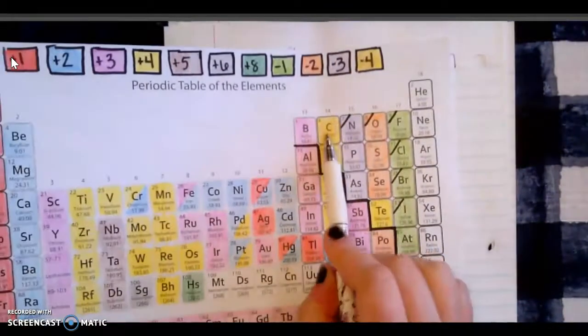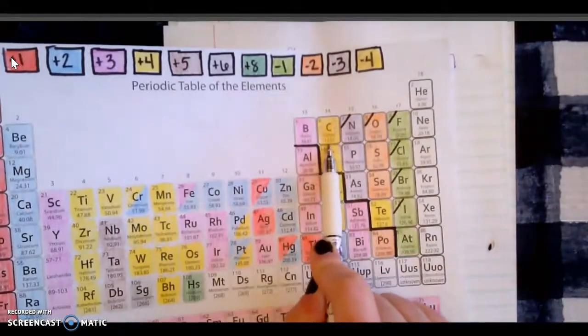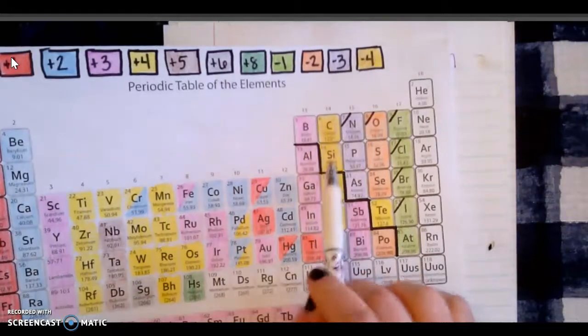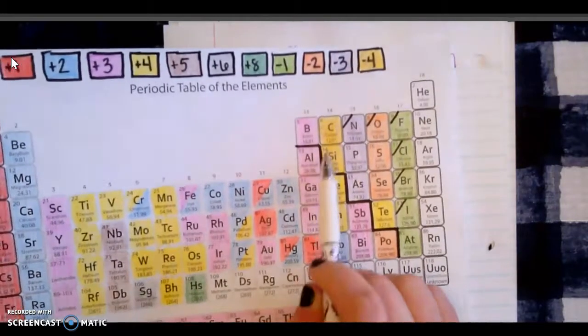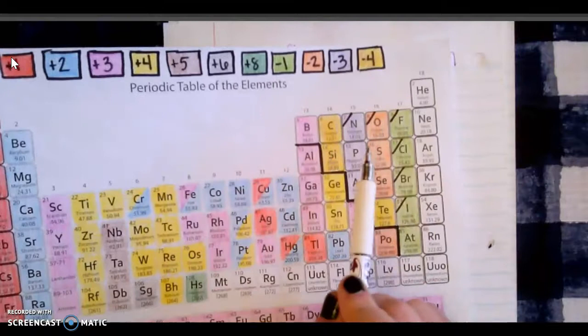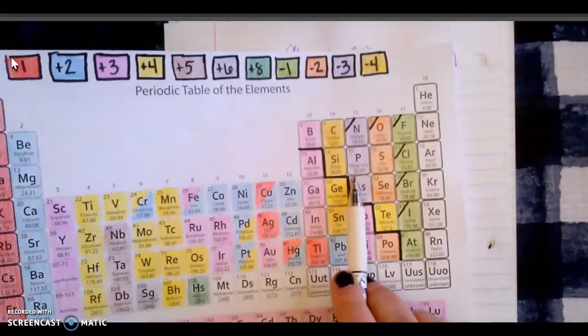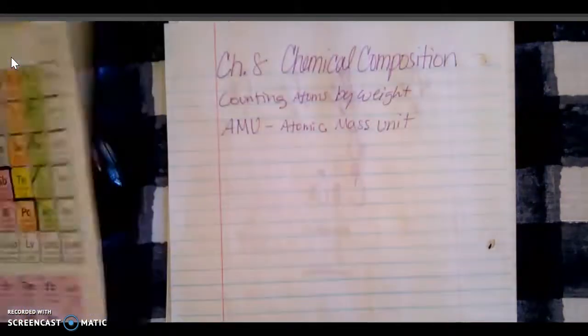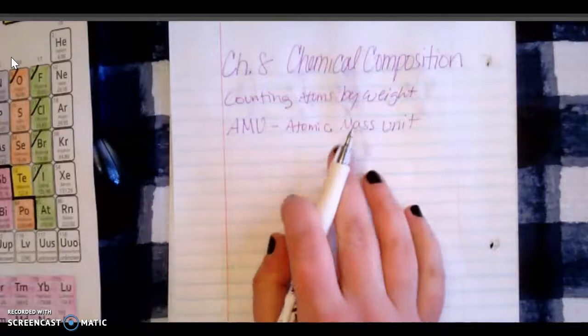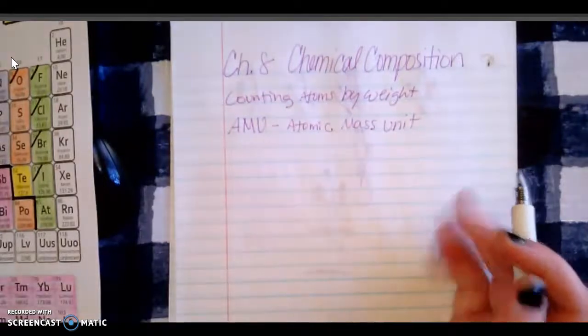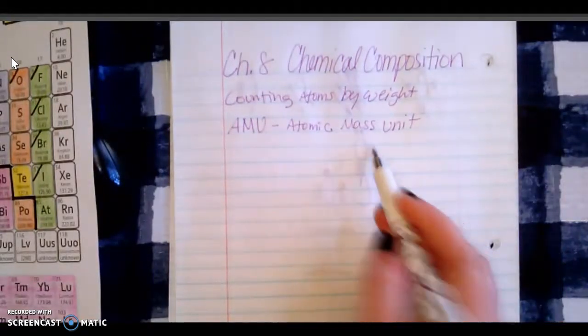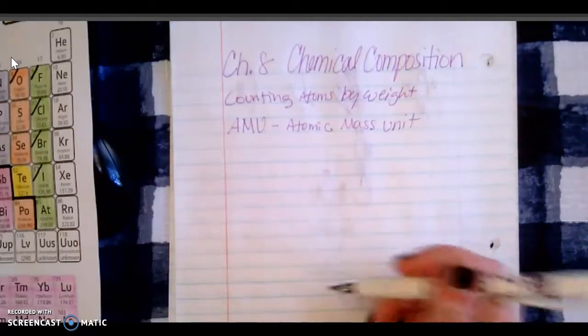If we look here, carbon has an AMU of 12.01. That means that a single carbon atom has a mass of 12.01 AMU. Or a phosphorus would have a mass of 30.97 AMU. That is the mass of a single atom. Again, we had to invent a new word. We couldn't use grams or kilograms because they're too big for that.